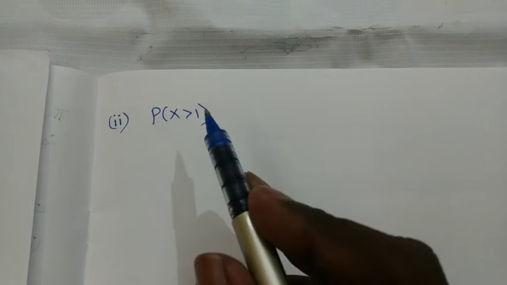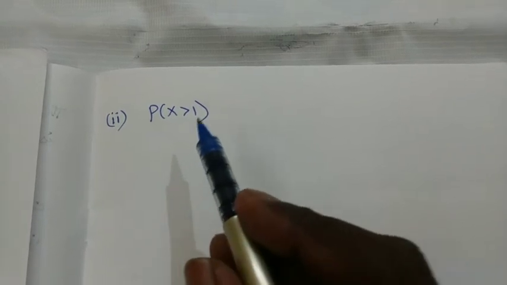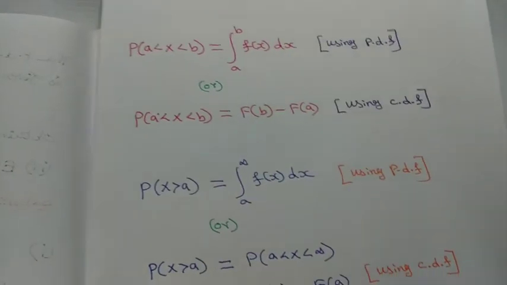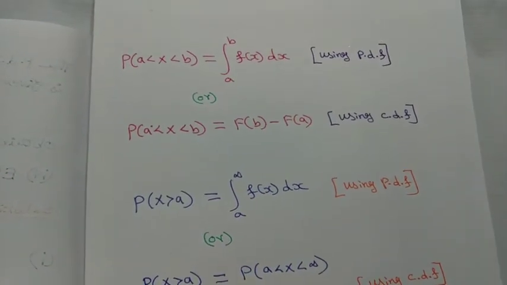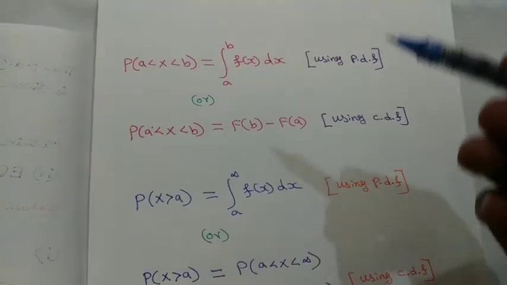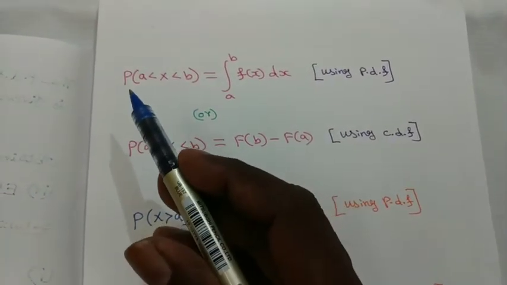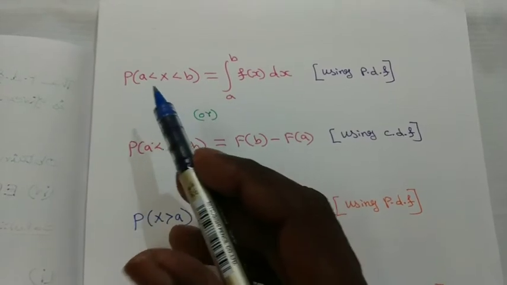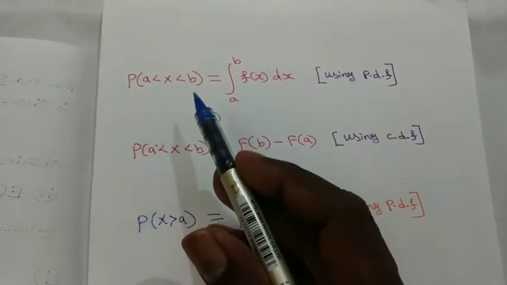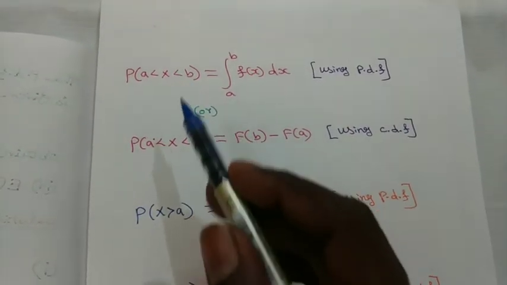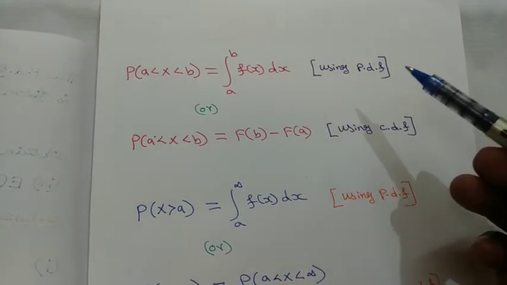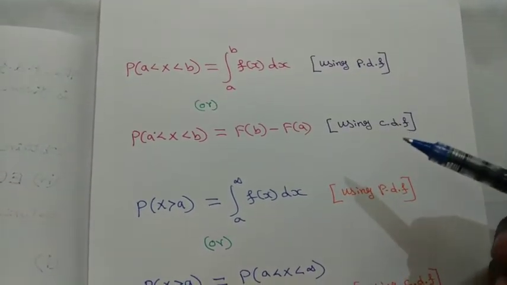Okay, next I am going to find out P of x greater than 1. For this we have formulas. First, you see all the formulas. First formula, probability between A and B, P of A less than X less than B. There are two formulas for this. One is using PDF, another one is using CDF.